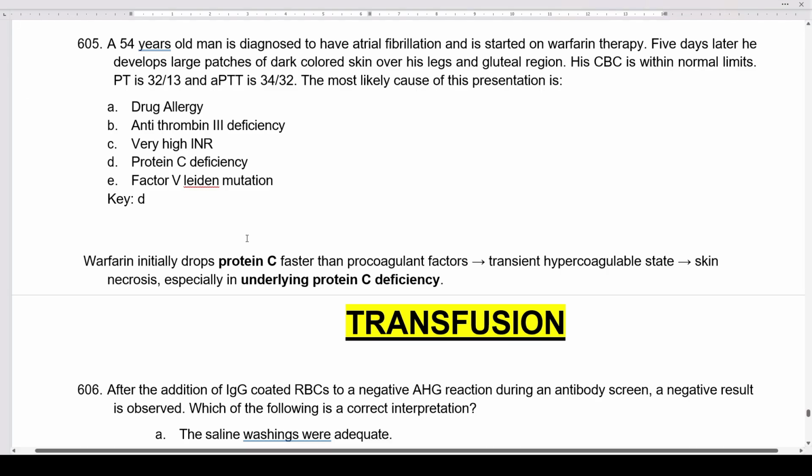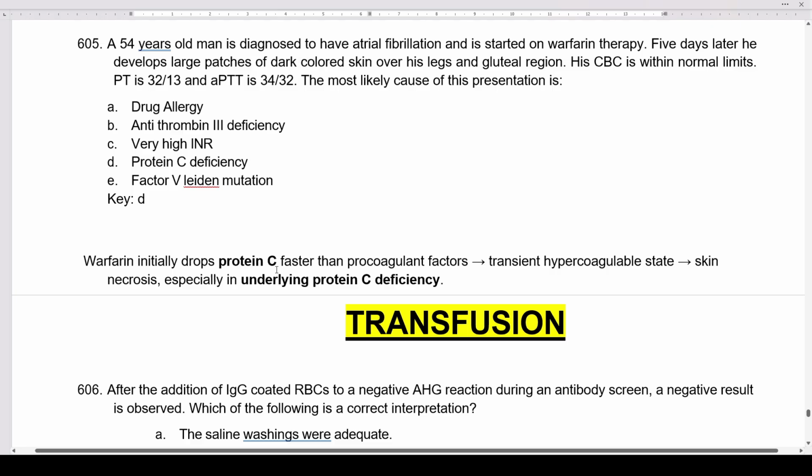A 54-year-old man is diagnosed to have atrial fibrillation and started on warfarin therapy. 5 days later, he developed large patches of dark colored skin over his legs and gluteal region. His CBC is within normal limits. PT is prolonged, APTT is normal. The most likely cause of this presentation is drug allergy, antithrombin 3 deficiency, very high INR, protein C deficiency, or factor 5 Leiden mutation. So here it is protein C deficiency.